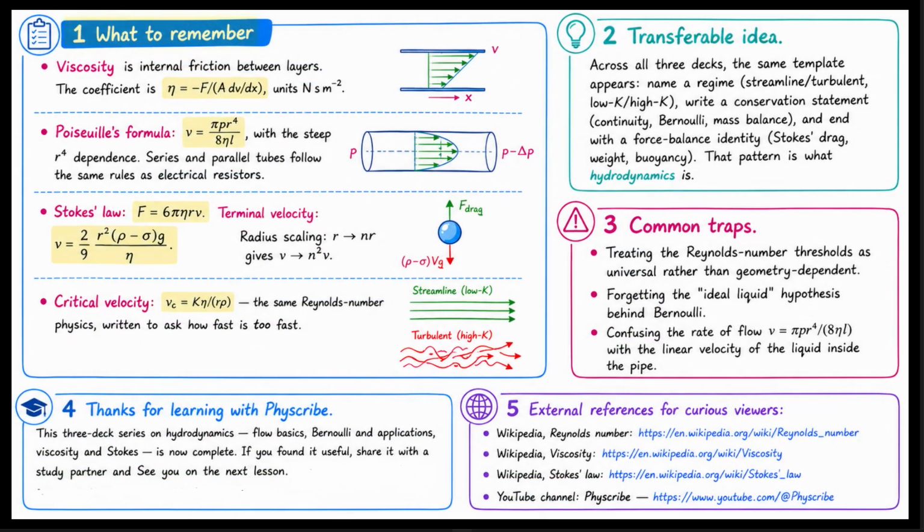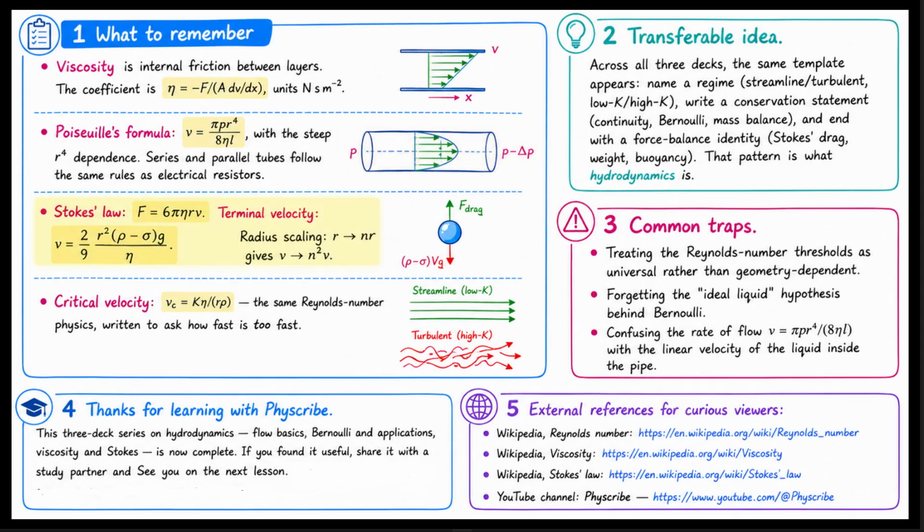That closes the 3-deck series. Viscosity is internal friction between layers, with coefficient eta equals minus F over A times dv over dx and units newton-second per square meter. Poiseuille's formula reads Q equals pi p r to the fourth over 8 eta L, with that steep r to the fourth dependence. And series and parallel tubes follow the same rules as electrical resistors.